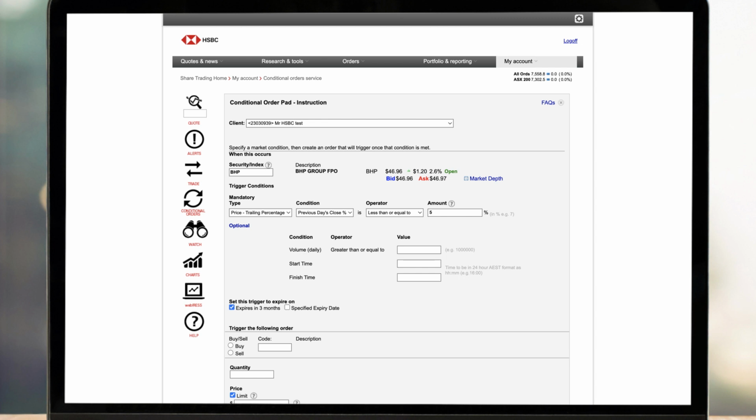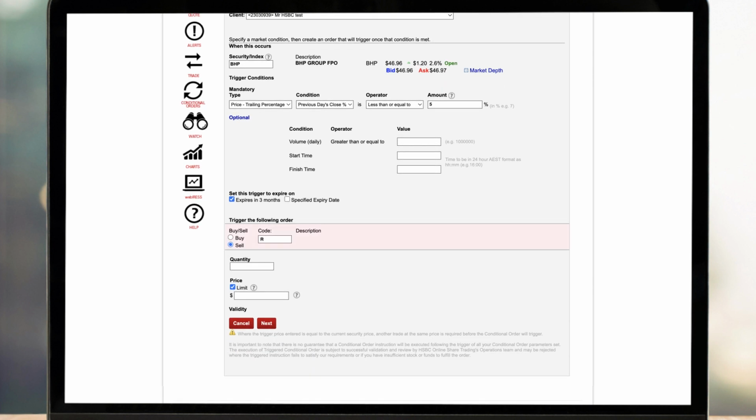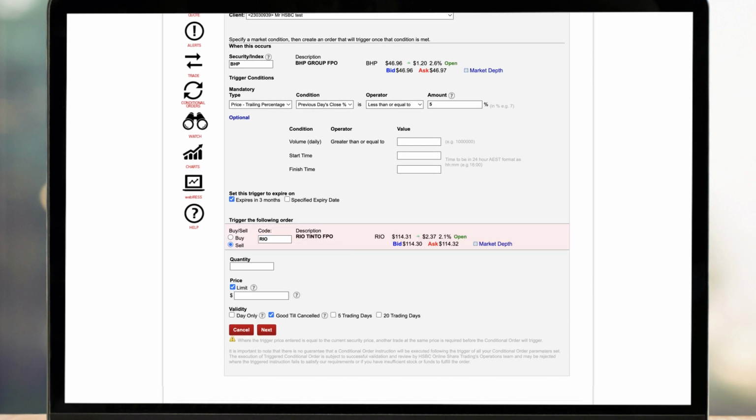The trigger price is recalculated daily and will follow the share price only if it moves up. If the share price falls, the trigger price will be retained. You can then go ahead and fill out the other details as we did before. For this example, we'll use BHP again.